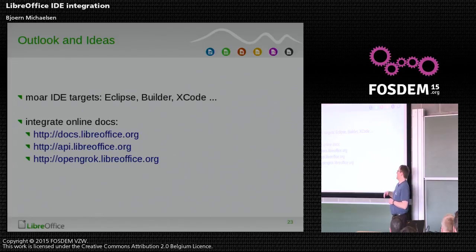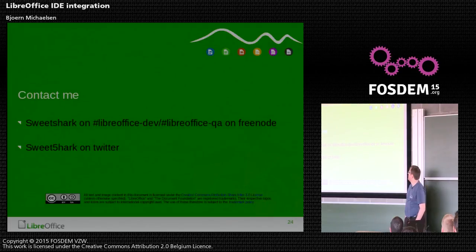And of course the other things, the API is UNO, so the external API, and OpenGrok is the source code browser, so just to have links to those. Yeah, okay, so that's about it.